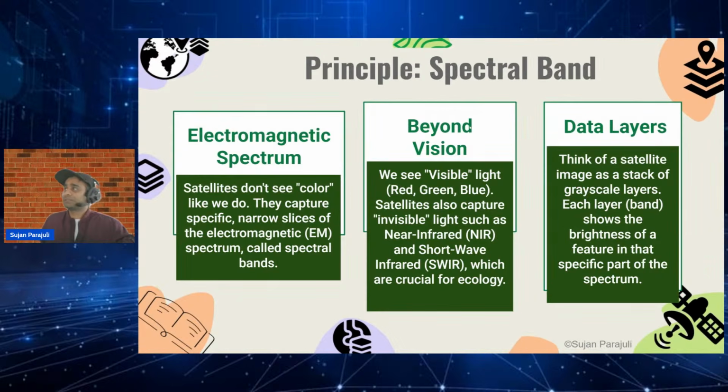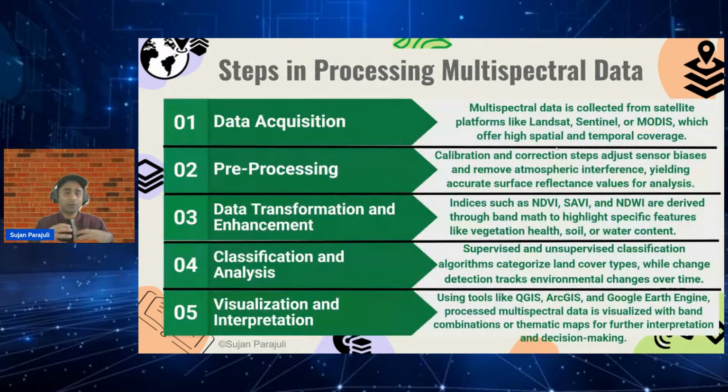So this is the spectral band part, which I have already covered. Let's go beyond that. How do we process typical multispectral imagery? The first step is data acquisition. Multispectral data is collected from satellite platforms such as Landsat, Sentinel, and MODIS, which may have higher spatial or higher temporal resolution. We can directly acquire those data from USGS Earth Explorer or Google Earth Engine.